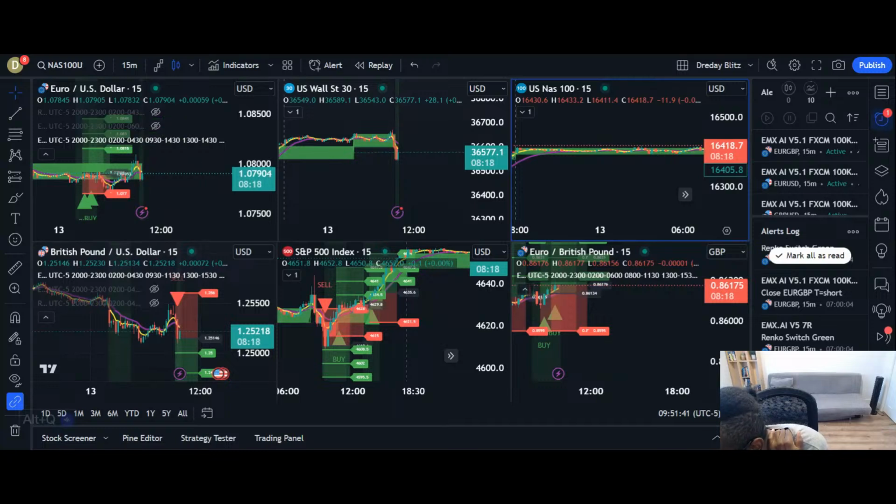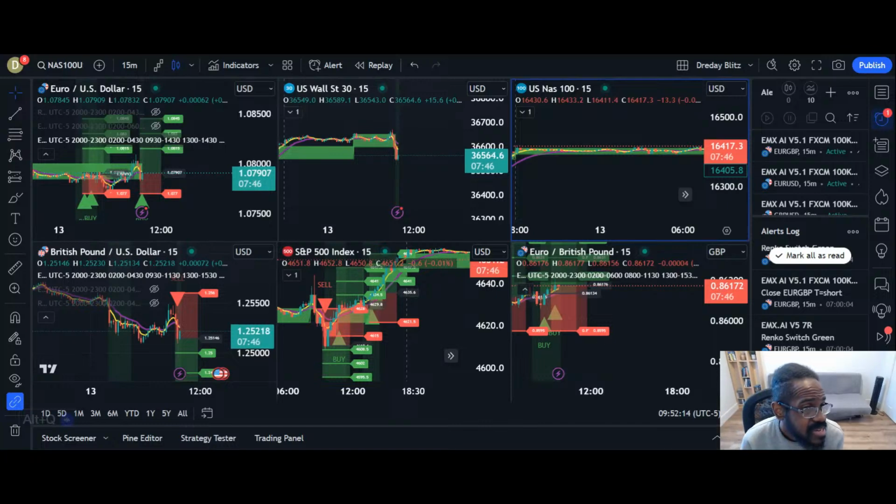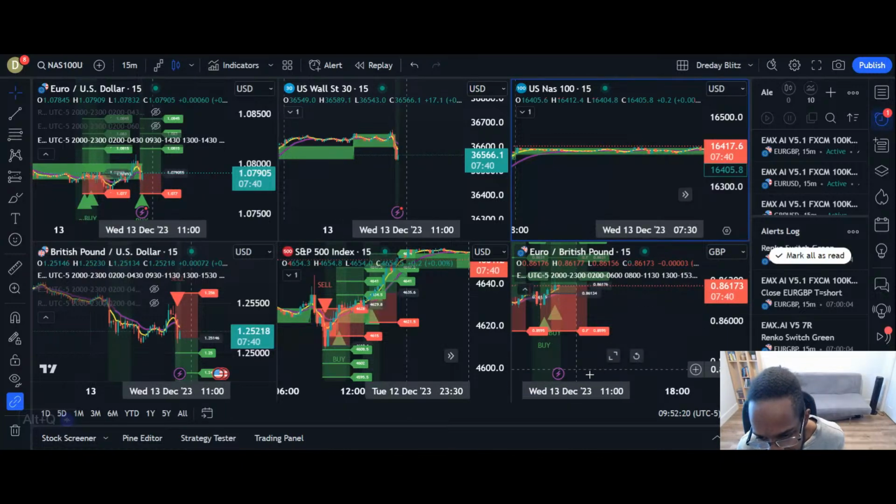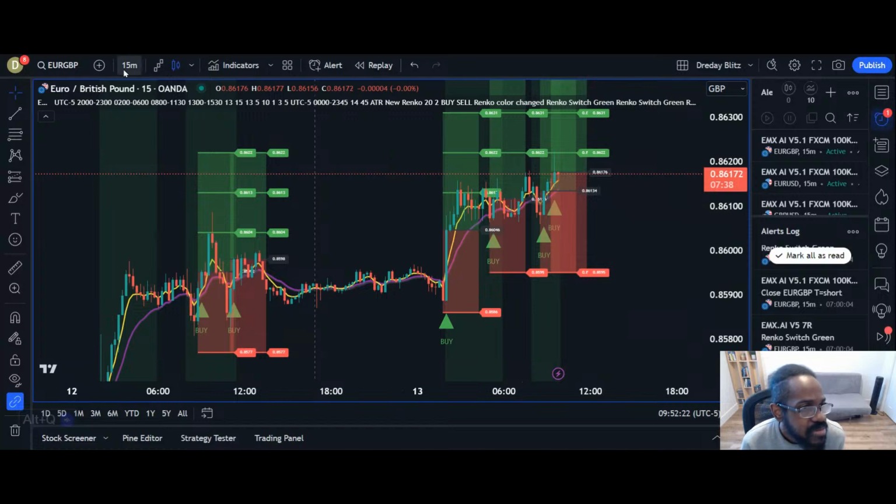Okay, London was slow. GCAD moved bearish, but no signal on it. This one is still bullish in consolidation so far. Okay. So GCAD, let's look at GCAD. Let's look at this one.